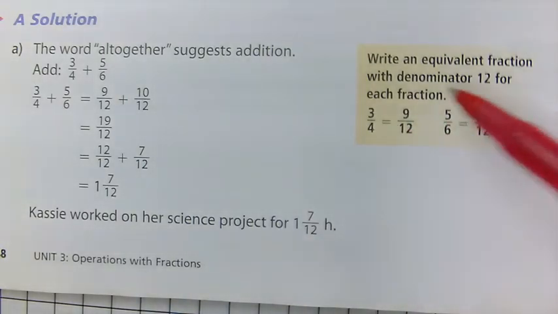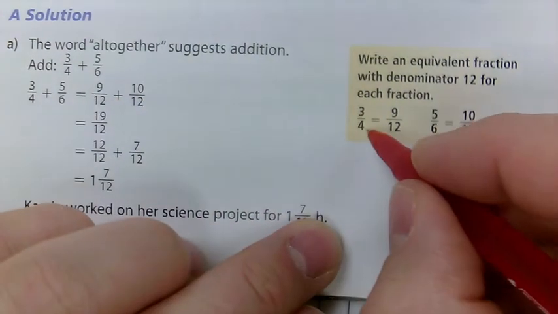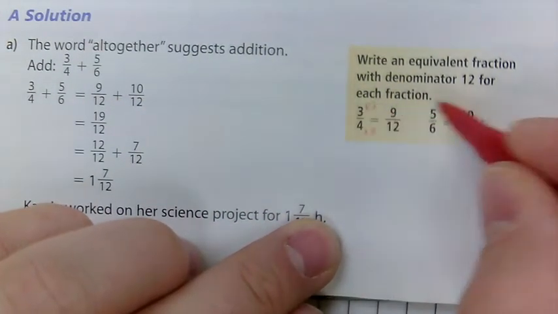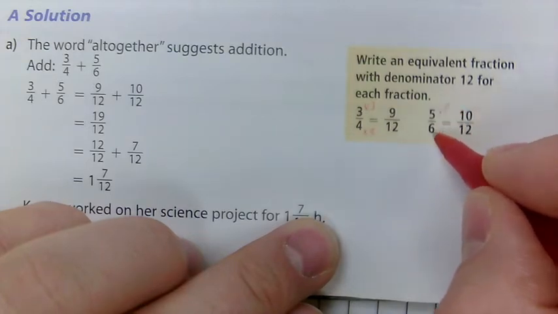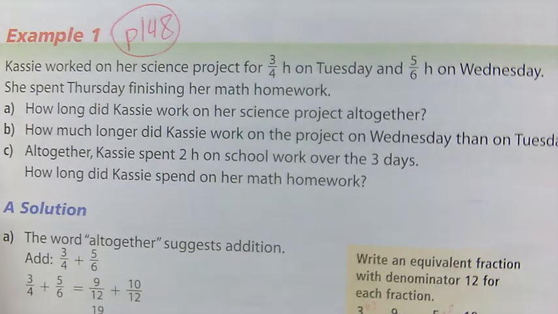This note on the side is just how we got to our equivalent fractions. We multiplied by 3 and by 3, by 2 and by 2 to get there. So that was just part A.